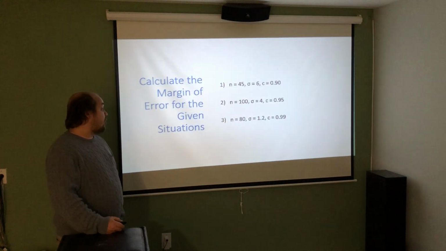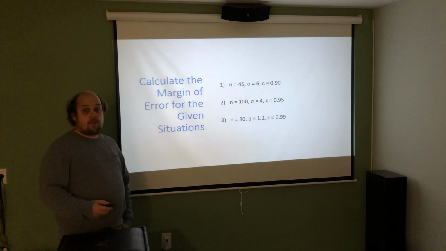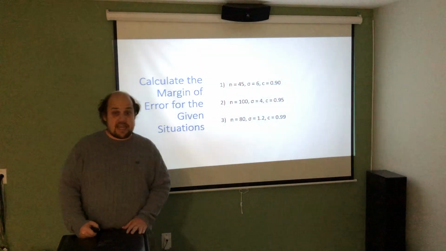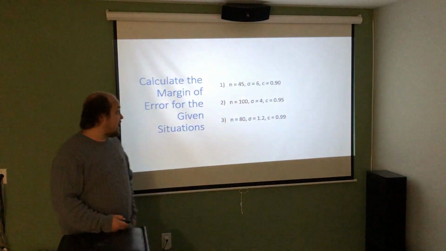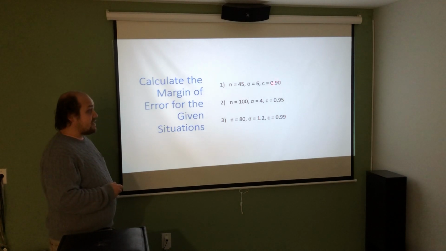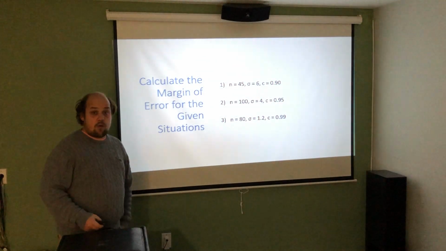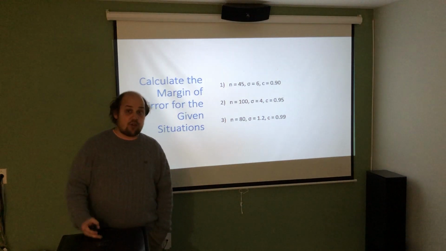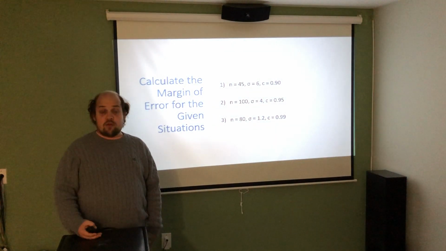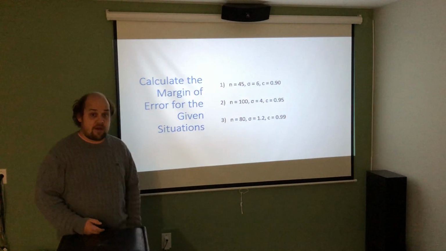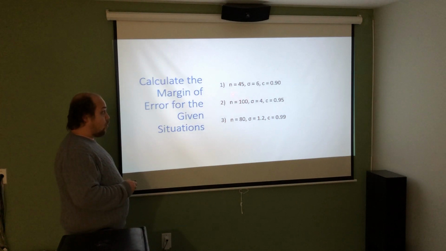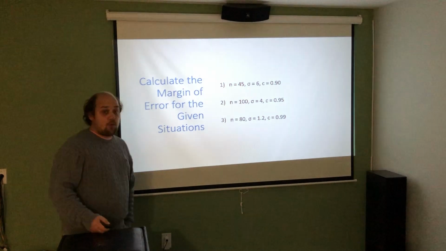When I want to calculate the margin of error for a given situation, remember the margin of error equals z alpha over 2 times sigma over the root of n. So in this case, we start by saying, all right, if the confidence level is 0.90, what z alpha over 2 value is associated with that? I look up in my notes and find that for 90%, that's the one we just showed graphically, it's 1.645. So this calculation becomes 1.645 times sigma, which is 6, divided by the root of n. In this case, n is 45.